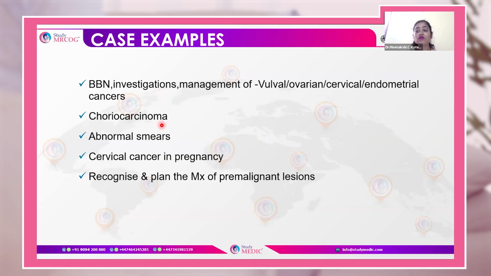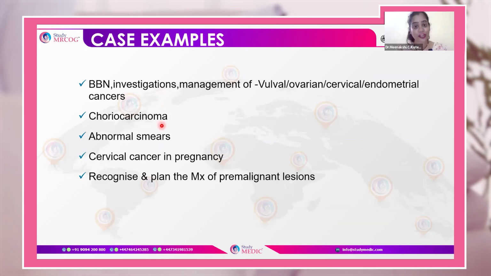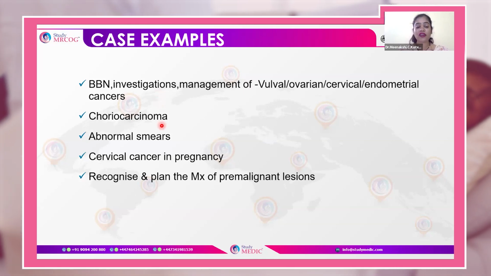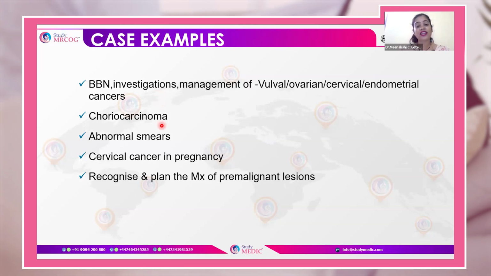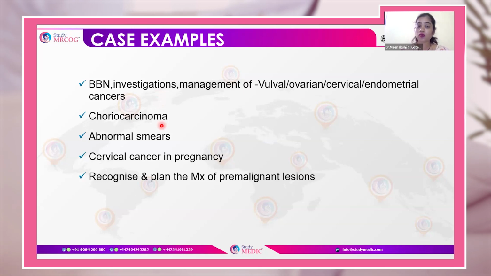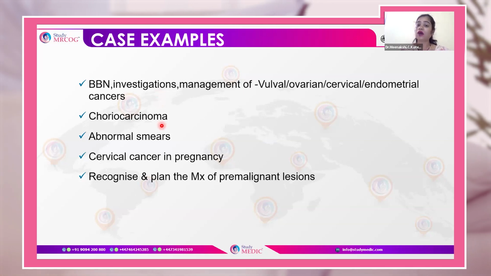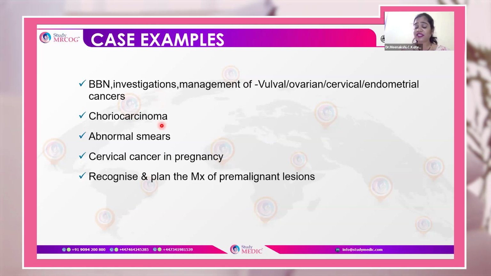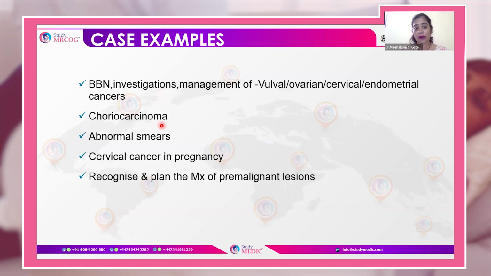So it can be breaking bad news, which can be any kind of cancer. It can be endometrial, cervical, vulval, or ovarian. These are the four most important cancers in and around gynaecology, so your questions would be revolving around these only. It is important that you have a thorough knowledge about these cancers. And sometimes you will have to suggest what further investigations you need to go about.